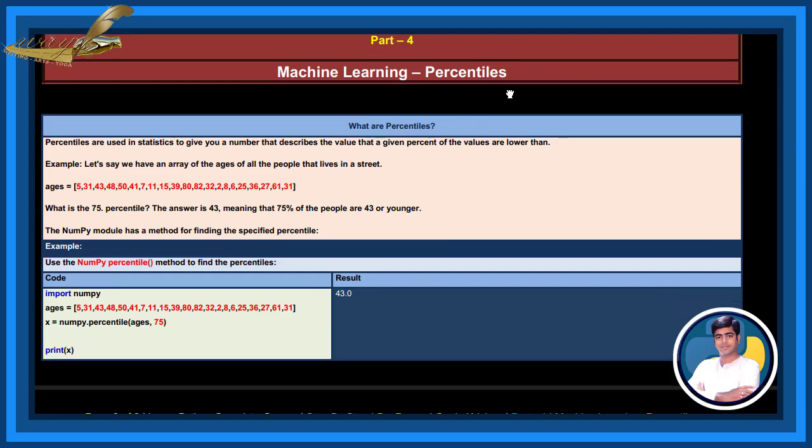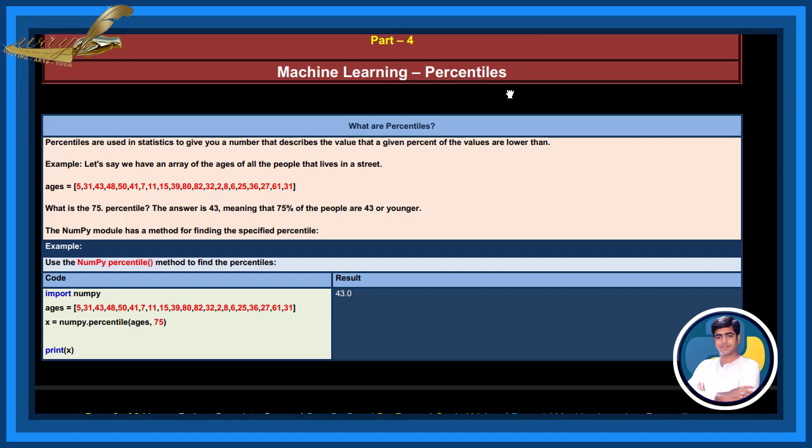Example, let us say we have an array of the ages of all the people that live in a street. Ages is equal to 5, 31, 43, 48, 50, 41, 7. We have given some values. What is the 75th percentile? The answer is 43, meaning that 75% of the people are 43 or younger.